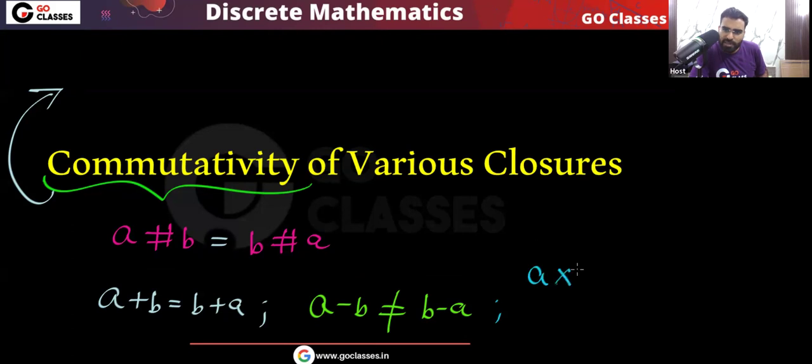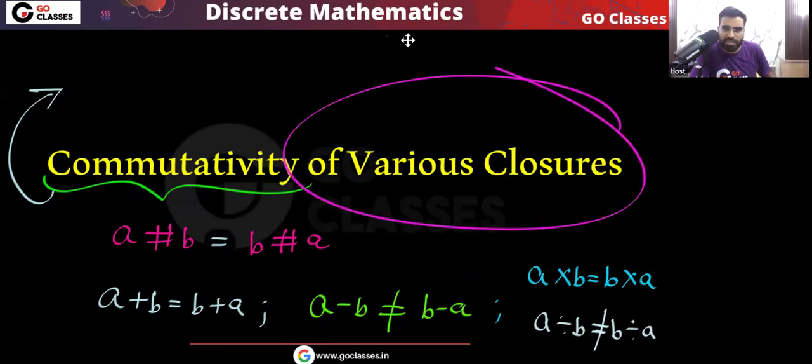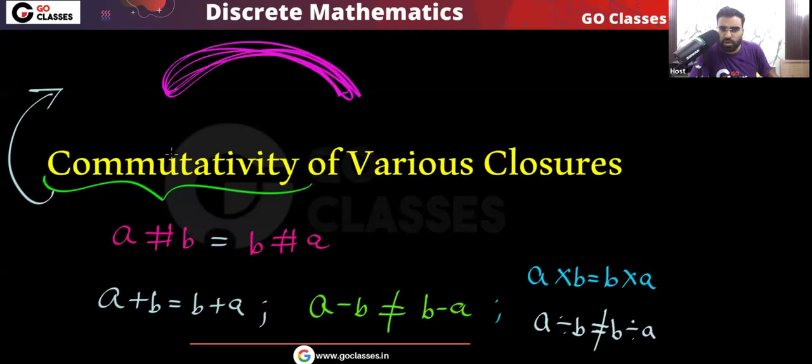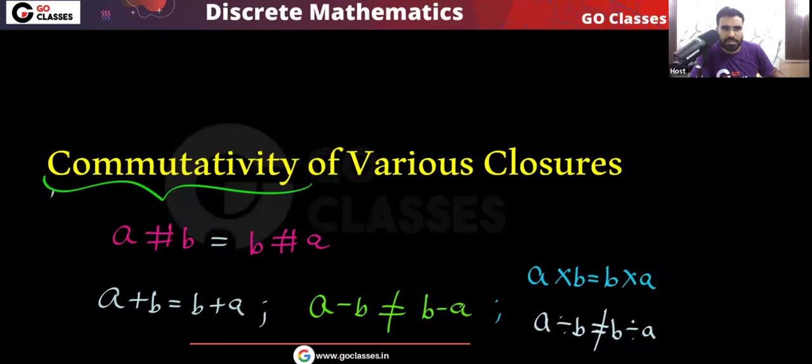We already know that A multiplied by B is always the same as B multiplied by A, so multiplication is commutative. But division, that is A divided by B and B divided by A, may not be the same. So multiplication and addition are commutative, but subtraction and division are not. I hope you understood the meaning of commutative. Now we are discussing commutativity of various closures. Commutative simply means the result will be the same if you do two things in any order. The order of operations doesn't matter.